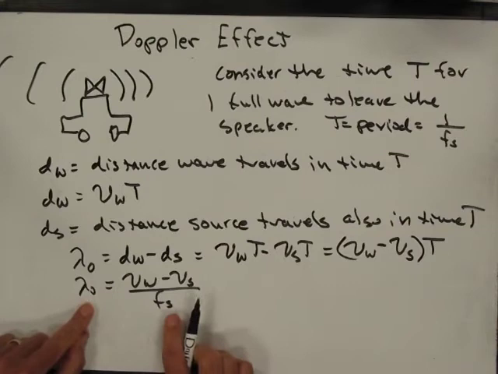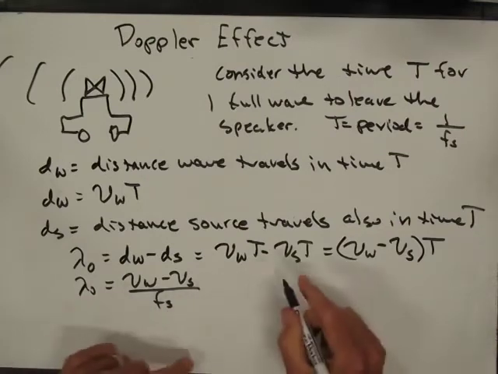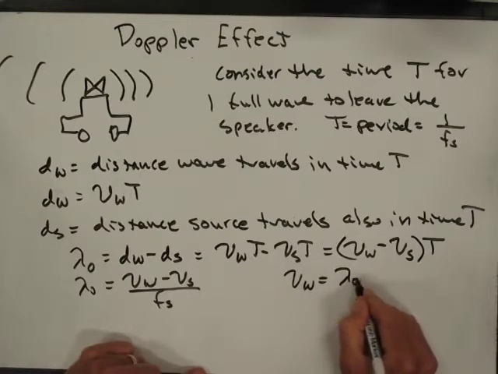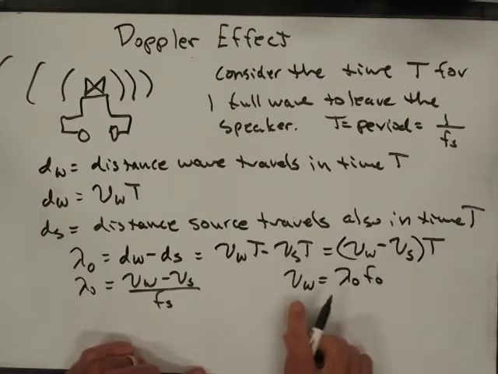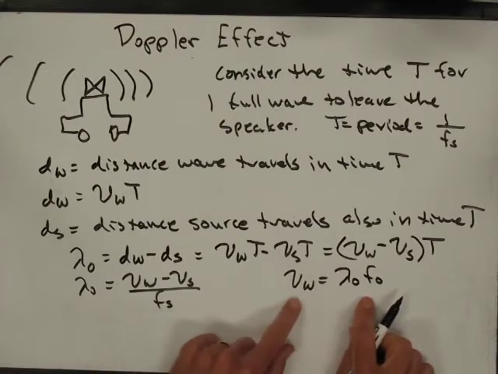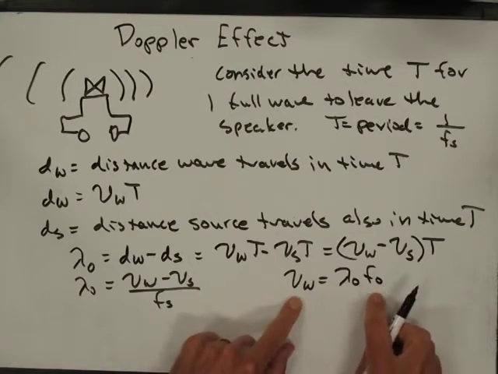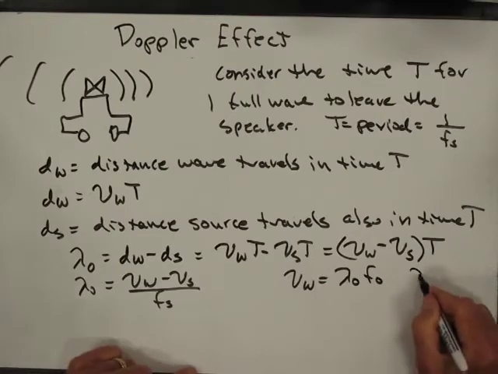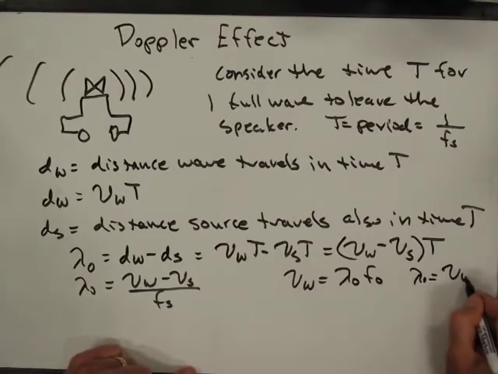Okay, so I'm going to get f0 in here by saying that the velocity of the wave is equal to the observed wavelength times the observed frequency. That's our relationship for any wave. The speed of the wave is equal to the wavelength times the frequency. And so this is the frequency that this person observes. This is the wavelength that's observed. This is the thing we calculated here. And so we can say that lambda 0 is equal to the velocity of the wave over the frequency observed.